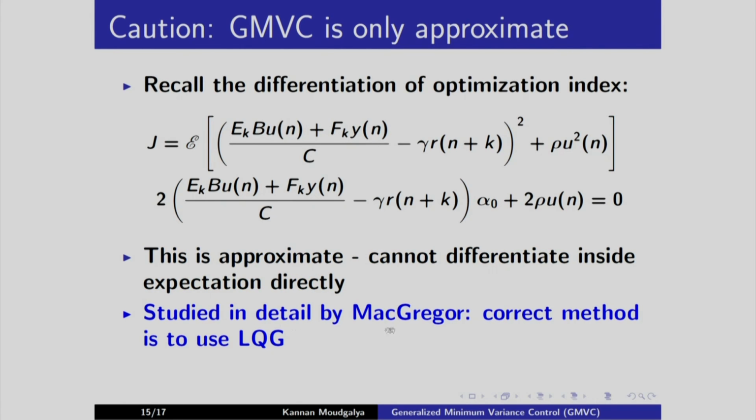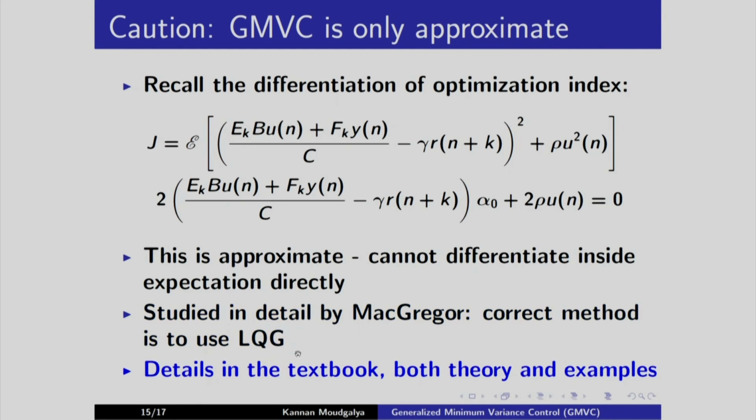This is studied in detail by McGregor. The correct method is to use the linear quadratic Gaussian method. The details are in the textbook. Both theory and examples are presented in the textbook.